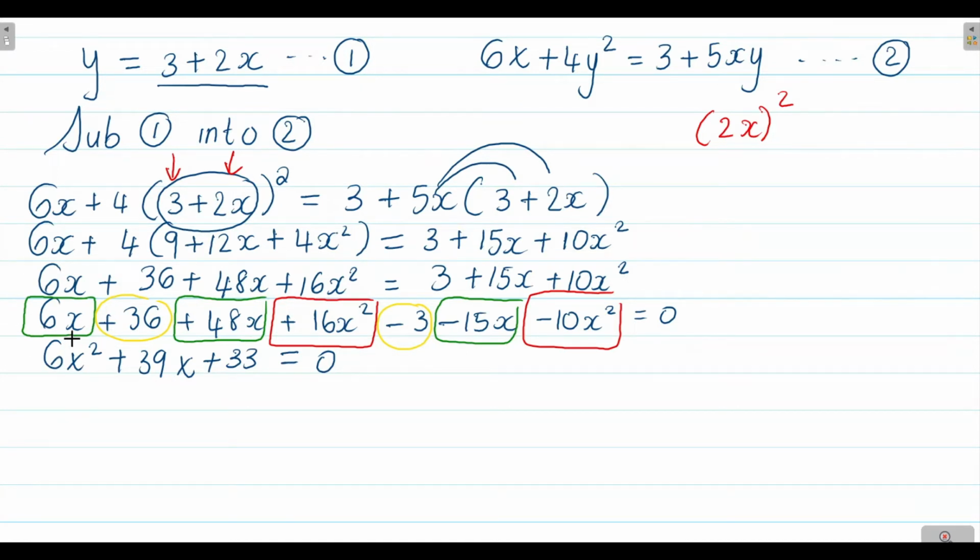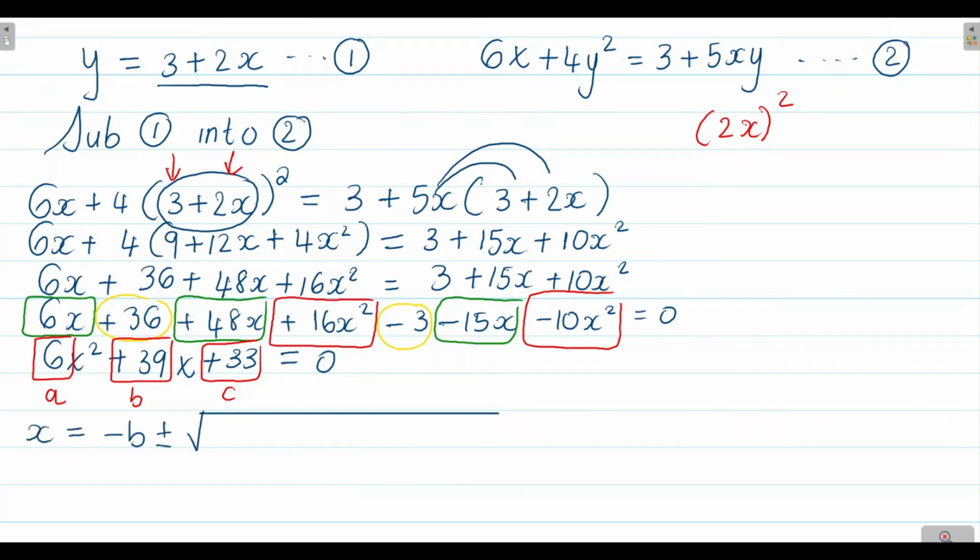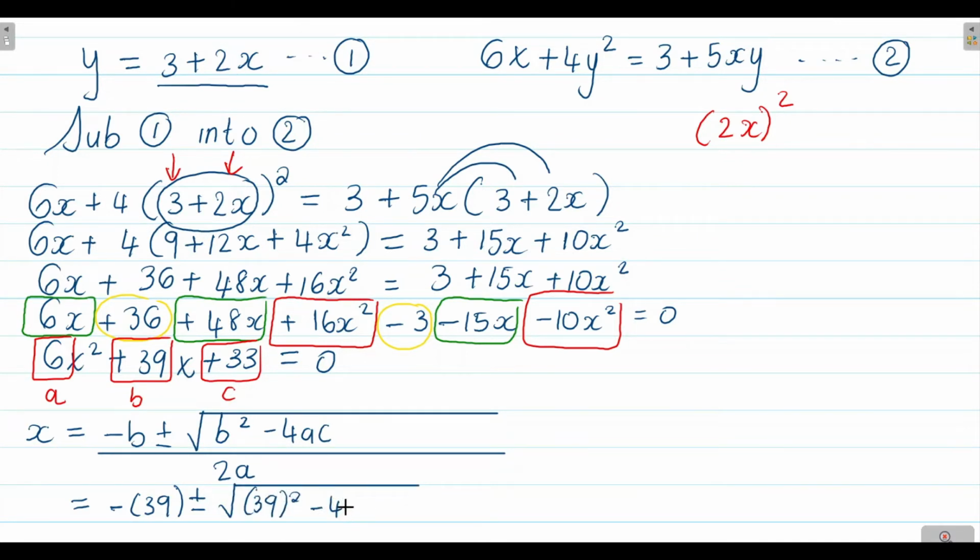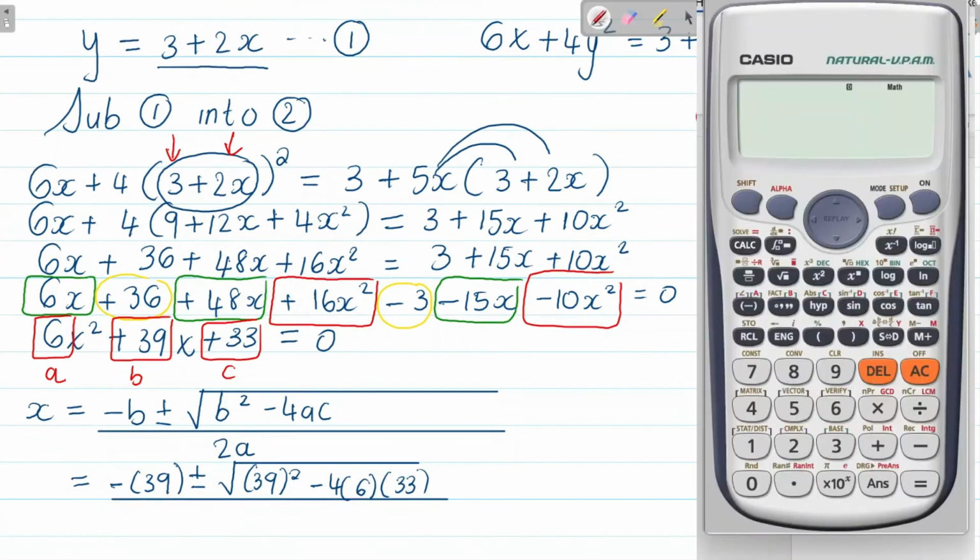So that's the value of our a. Our a is equal to 6. Our b is equal to plus 39. And our c is equal to plus 33. We're going to simply insert this into our quadratic formula. Negative b is negative 39, plus or minus, your b is 39 all squared, minus 4 times your a, which is 6, times your c, which is 33, all over 2 times our a, which is 6.